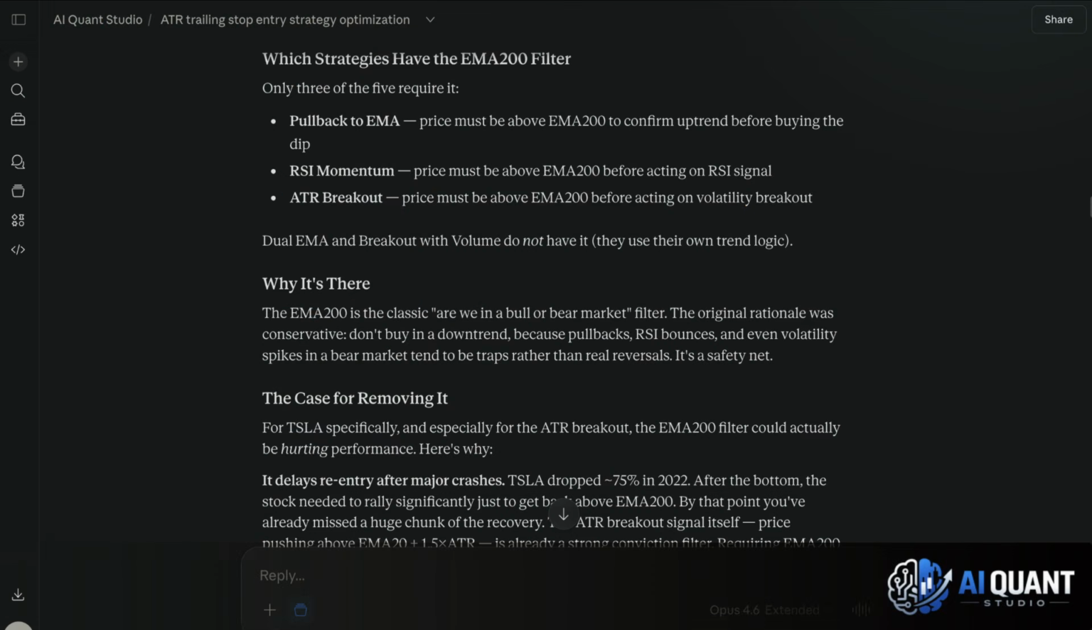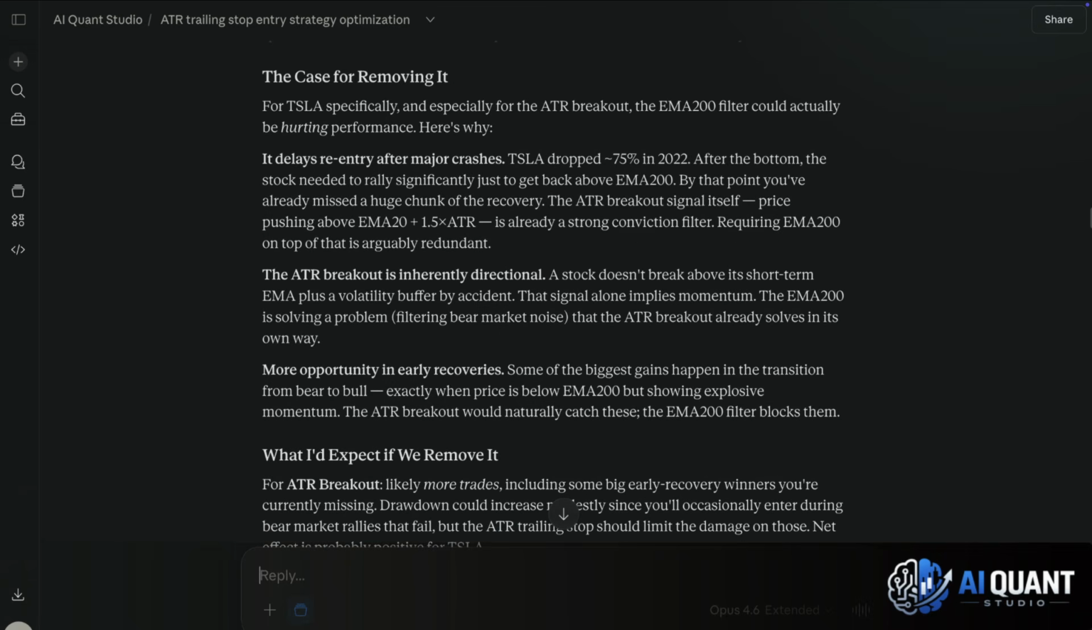I brought this up with Claude, specifically about ATR Breakout. Claude explained that the entry signal already implies strong momentum. Price has to push above a short-term average plus a volatility buffer. The EMA 200 check could be redundant. So I asked Claude to add a toggle to turn the trend filter on or off.